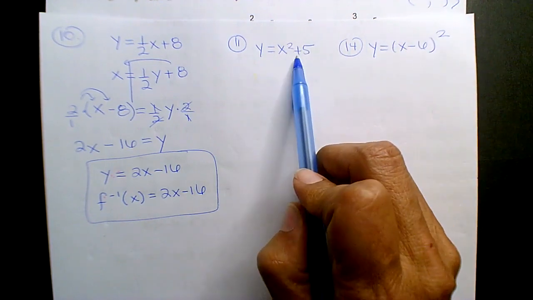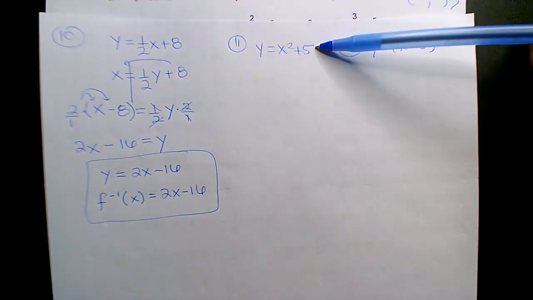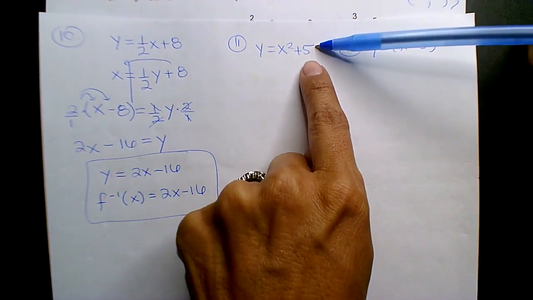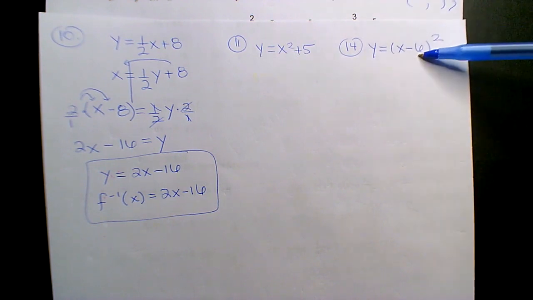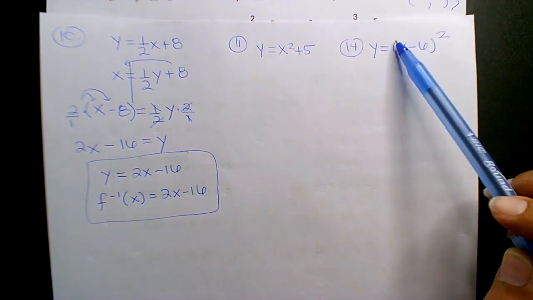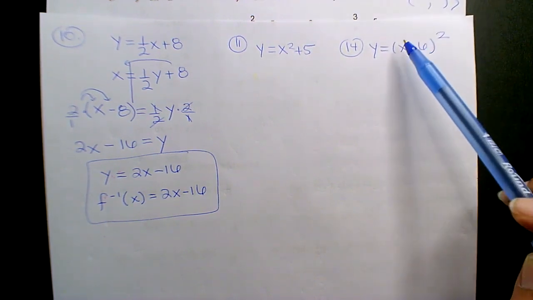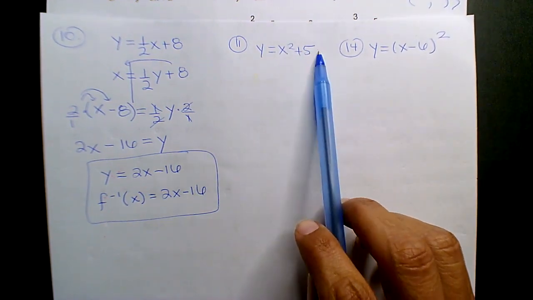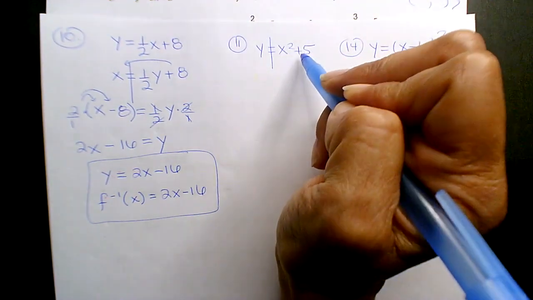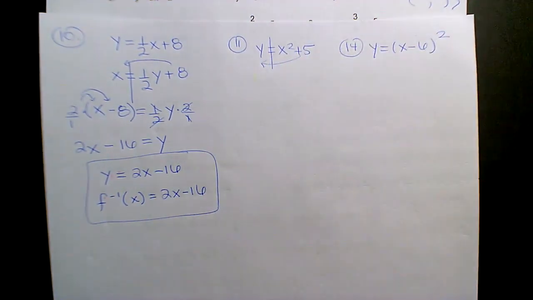Okay, this positive 5 is a constant term, meaning this 5 is not contained in the square. It matters because here it's contained. See how this negative 6 is in the parentheses? Okay, so because the 5 is a loner, it's a constant term, you can move the negative 5.